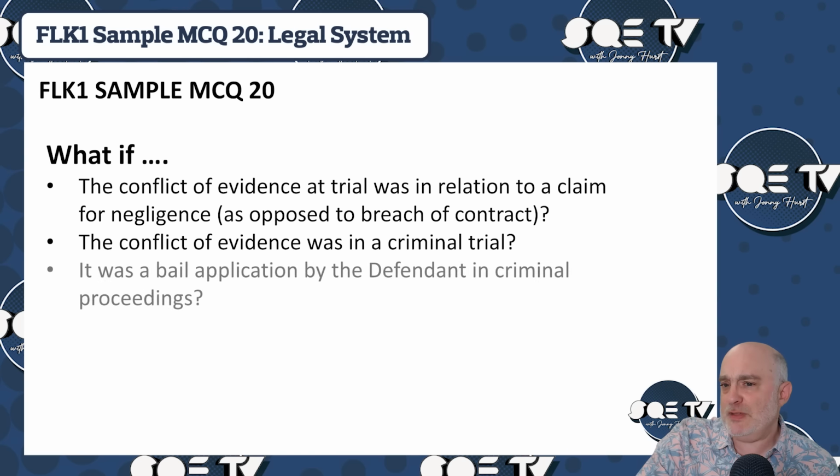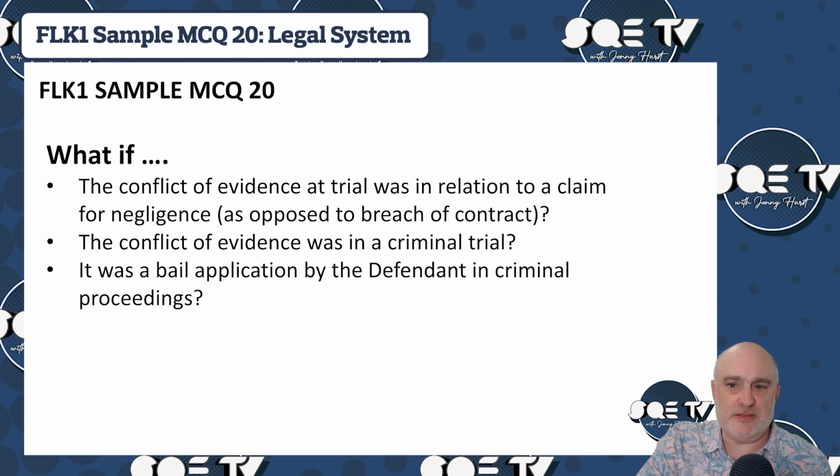And finally, what if it was a bail application by the defendant in criminal proceedings? In that case, it wouldn't be a situation where you've got a conflict of evidence. There'd be a test by which you would need to convince the court to either grant bail if you are acting for the defendant, or if you are acting for the prosecution, reasons not to grant bail or conditions for which bail should be granted. So it's a different type of test that will be displayed there. So go off and make sure you look at that, because it's slightly different in terms of how the court reaches its decision on different types of proceedings like bail proceedings.